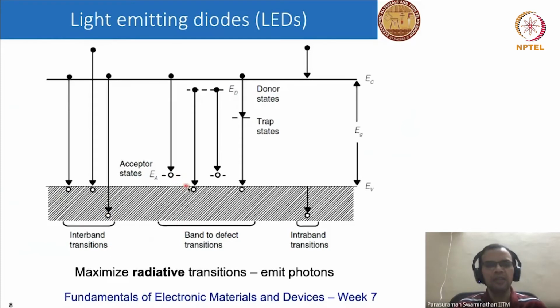Certain semiconductors will also have defect states, which means the recombination can happen between a band and a defect state. And sometimes we can also have intra-band transitions. As far as LEDs go, interband or band to defect transitions are the ones that are most important because they have the maximum radiative capability.